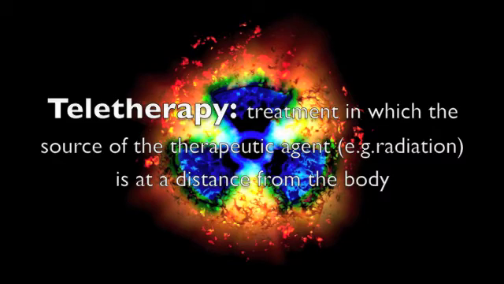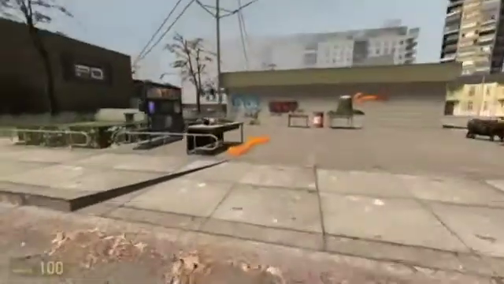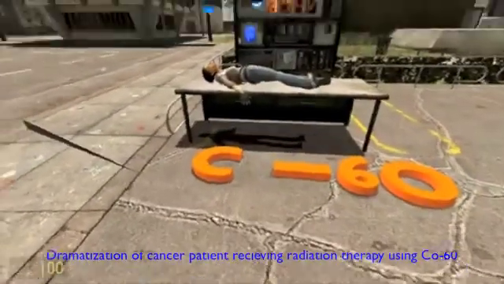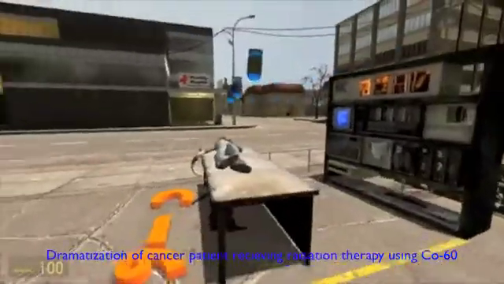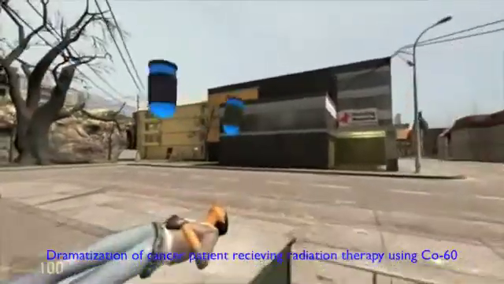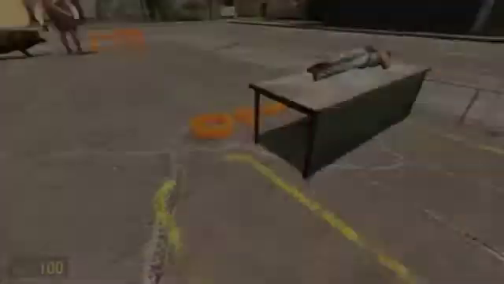Teletherapy is radiation that is directed at the body from a distance. This is the most common type of radiation, but because it is directed at a patient from a distance, the side effects of radiation are more widespread. The radiation from the cobalt-60 destroys the cellular machinery in the cancer, thus killing it. You can see the patient getting irradiated with the cobalt as we speak.